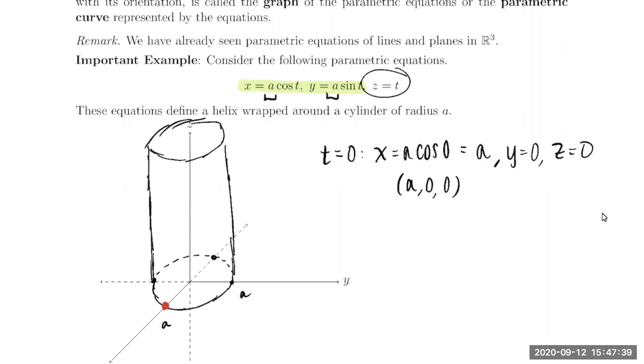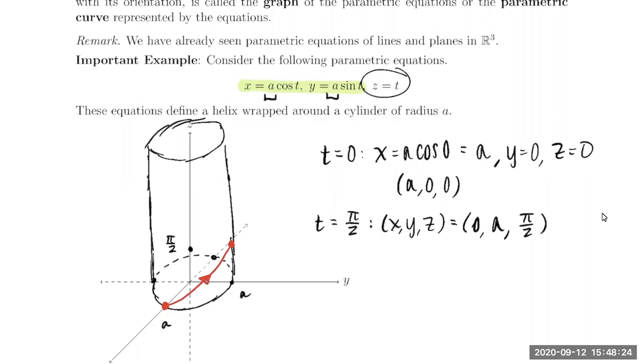Let's find some other values of t. Let's start with pi over 2. So in this case, our point (x, y, z) is going to be: cosine is now going to give us 0, sine is going to give us 1, so a, and z is just t, so pi over 2. So let's mark out pi over 2 here on the z-axis. And let's plot our point right up here. So far, we have gone in this direction.